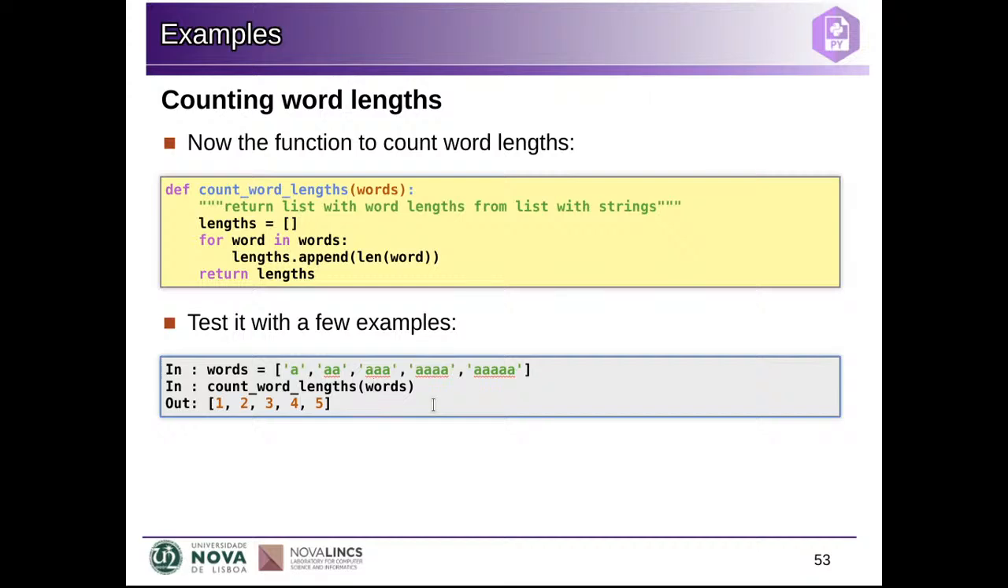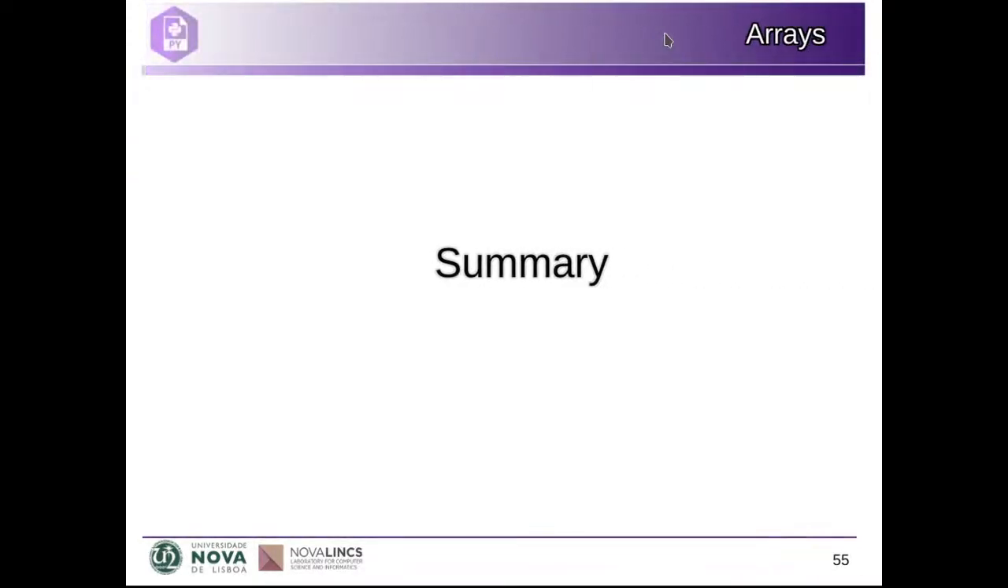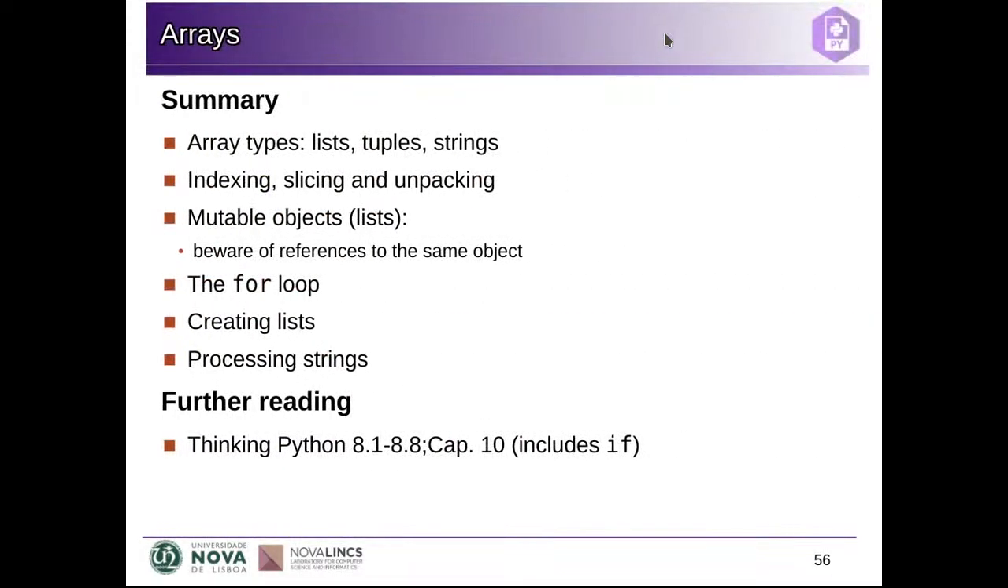So again, test your functions, and now we have everything ready to put them all together in the final function. So our final function is actually very simple because it receives a text. It has these separators. We define these separators because this is how we want to break down words: commas, periods, question marks, exclamation marks, and so on. We call the function to split the text on all these separators, and then return the result of counting the length of the words.